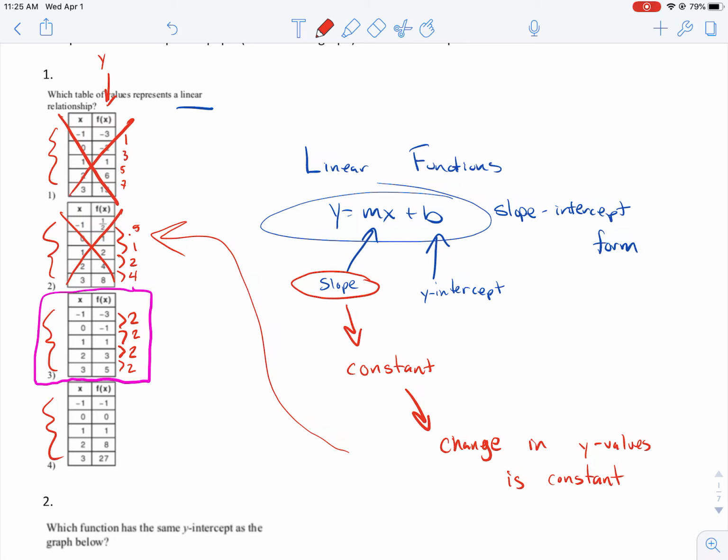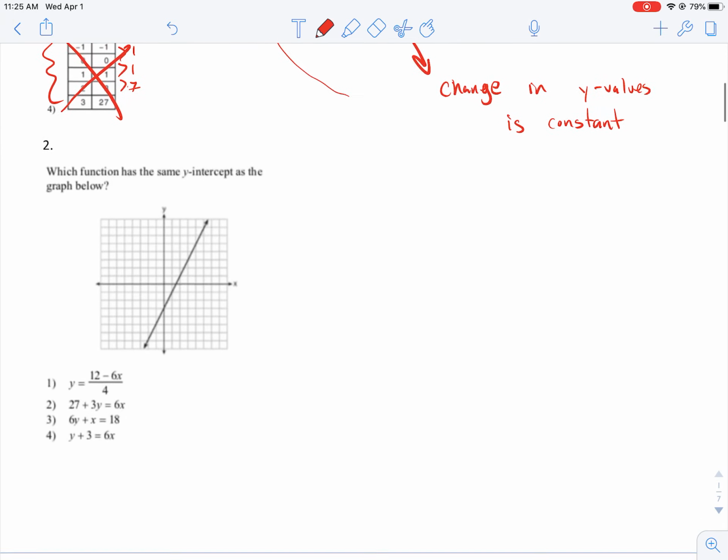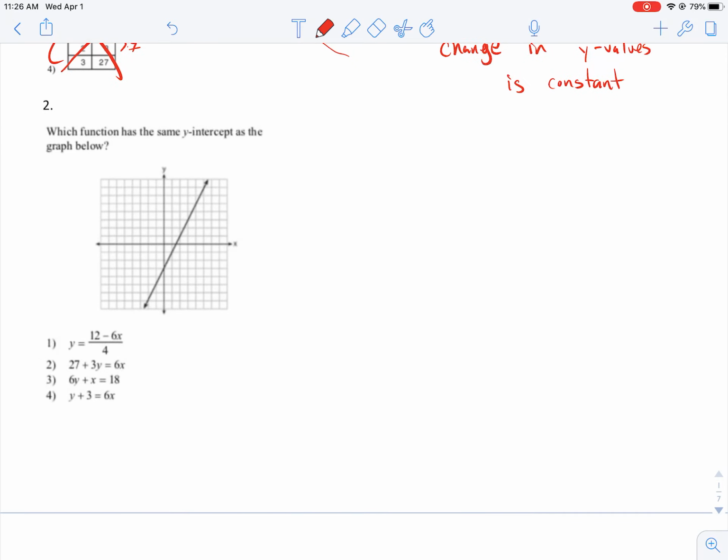is probably our right choice. But let's take a look at the third one, just because you never know with these. But we're pretty confident. This one's going from negative 1 to 0, so that's 1. 0 to 1, that's 1. And then it makes a jump from 1 to 8, which is 7. So this one is definitely out as well. Okay, so our answer to number 1 is 3.